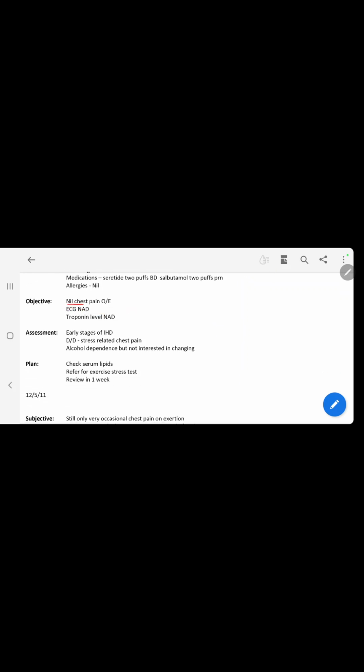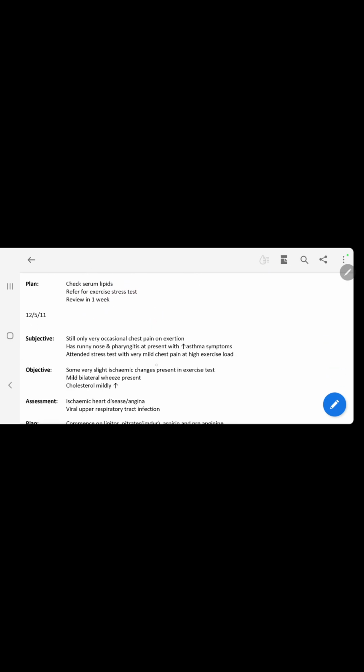At that time, there was no chest pain on examination. Normal ECG, no abnormality detected. Normal troponin level. You were suspecting, at that time, early stages of ischemic heart disease or stress-related chest pain. The patient is not interested in changing his alcohol intake. Then we have something in the plan. You can say serum lipids, exercise tests. After 1 week, we have a review.